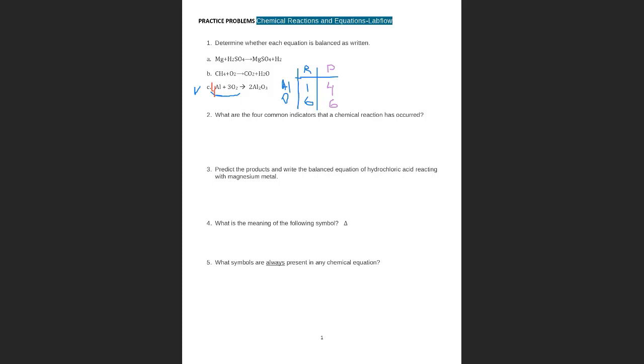Okay, so what is the next question? What are the 4 common indicators that a chemical reaction has occurred? Who remembers? 1. Bubbles. Number 2, color changes. Number 3, precipitate being formed. Number 4, the change in temperature.